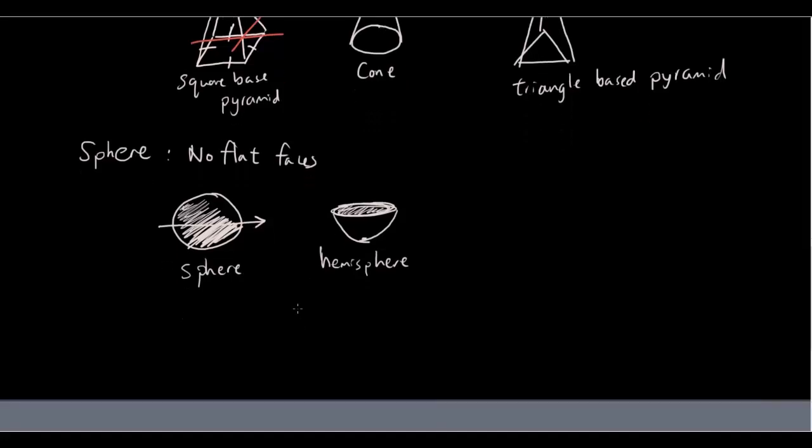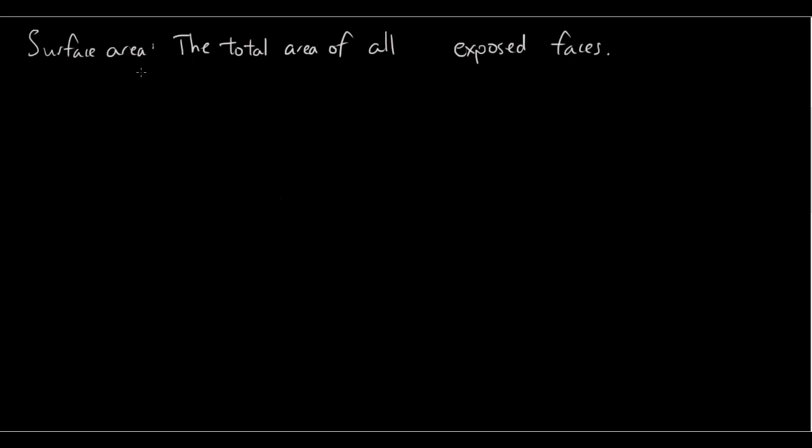Okay, so once we have defined all the 3D shapes, we can now talk about the surface area of the 3D shapes. The surface area is the total area of all exposed faces. Now I'm just going to draw a cube and then I'll show you what I mean. This is a cube where all faces are equal, have the same size, and all the side lengths are equal, and the faces have the same area, and so on.